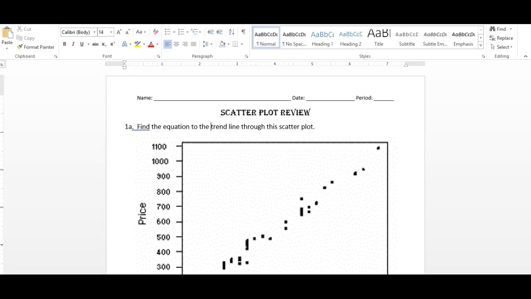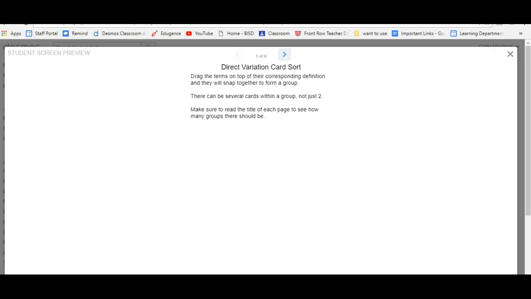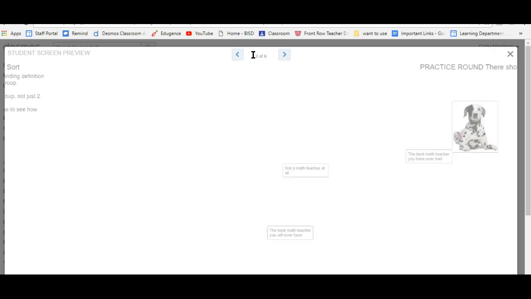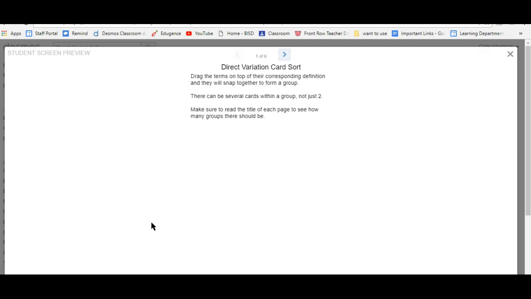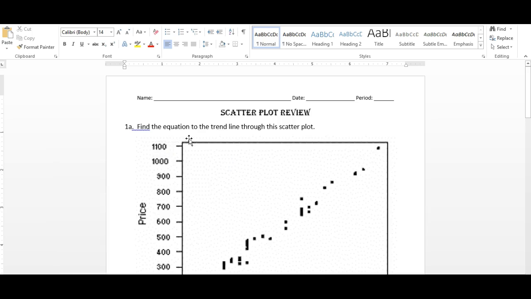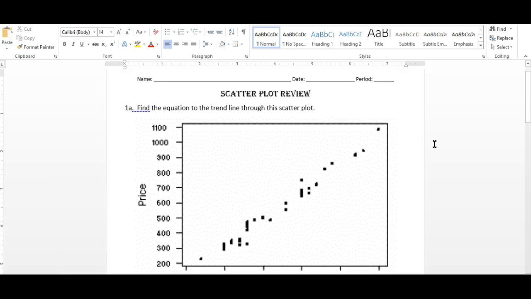All right, continuing Unit 3. We have our quiz tomorrow over scatter plots and direct variation. The review today was split up into two. You had this little worksheet here, which is all over scatter plots, and you had the Desmos review, which was over direct variation. So, we will start with scatter plots with number 1A.